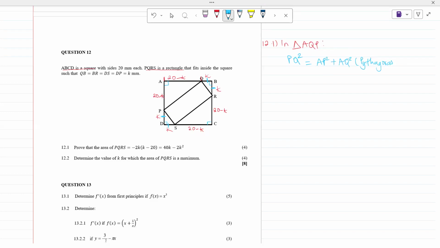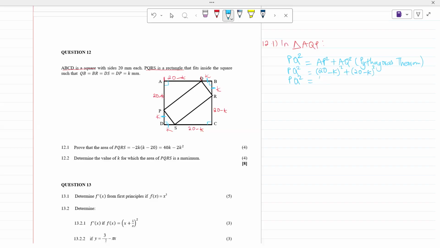Then I'm going to substitute. PQ squared is what I'm looking for, so I'm going to keep it as it is. AP squared and AQ squared are equal, so it means triangle AQP is an isosceles right angle triangle. So I'm going to have 20 minus K all squared plus 20 minus K all squared. So this gives me PQ squared equals 2 times 20 minus K all squared.